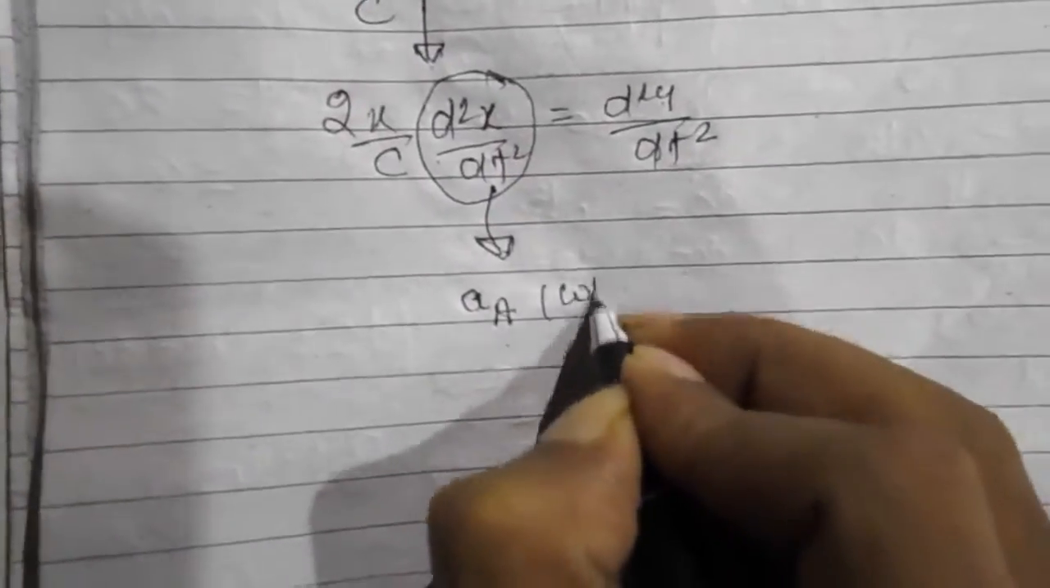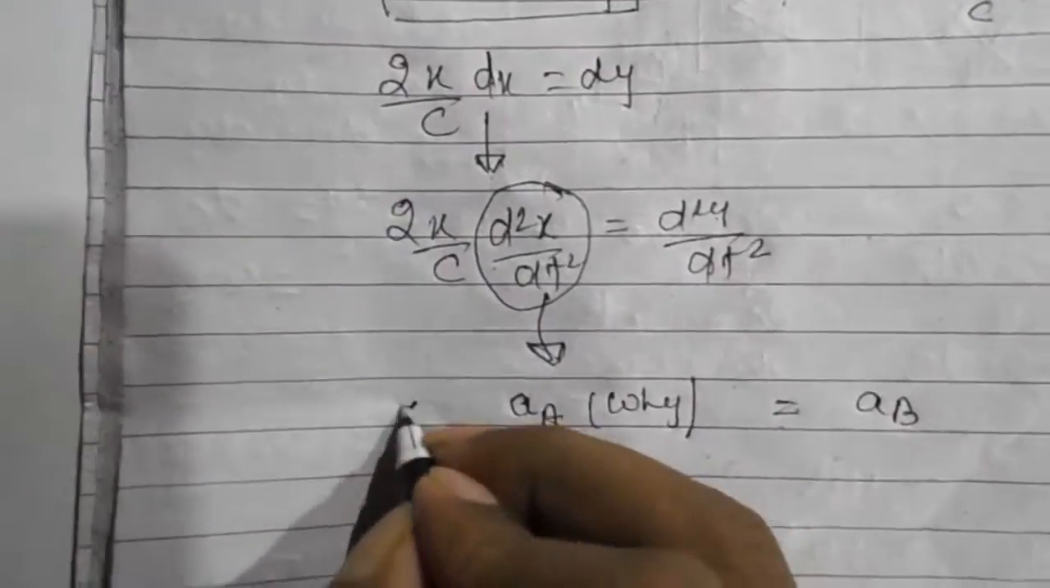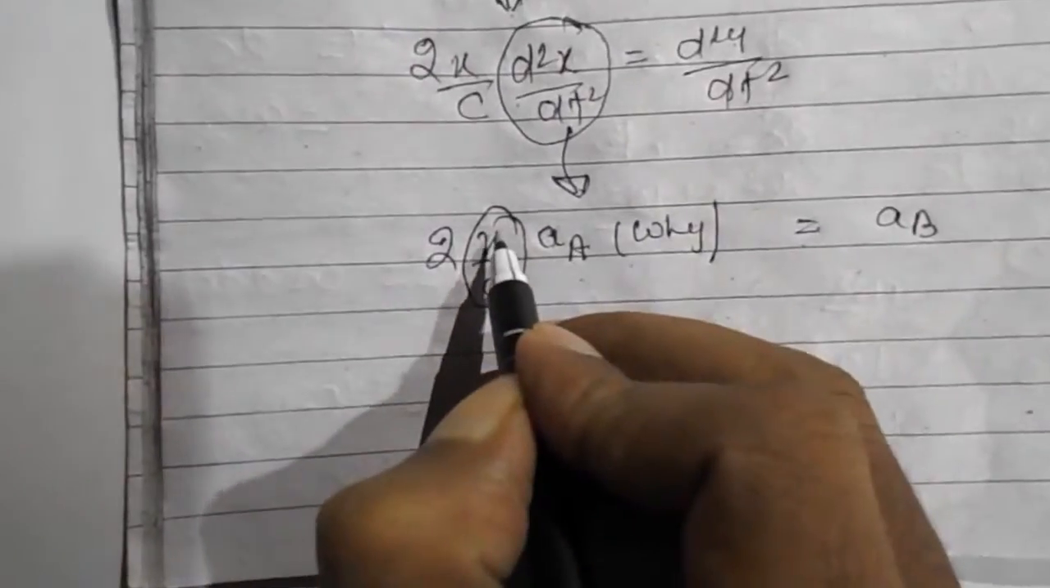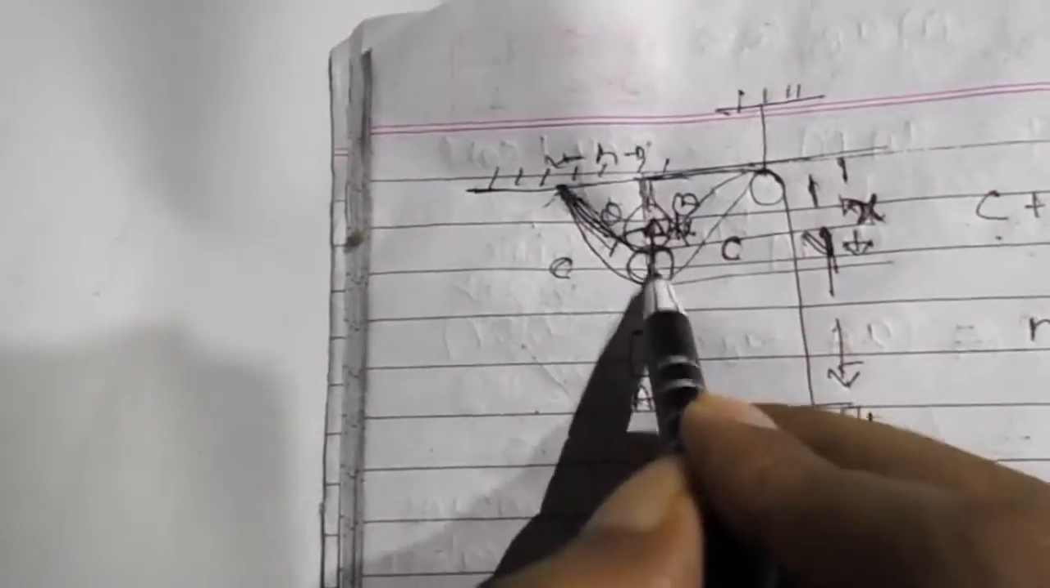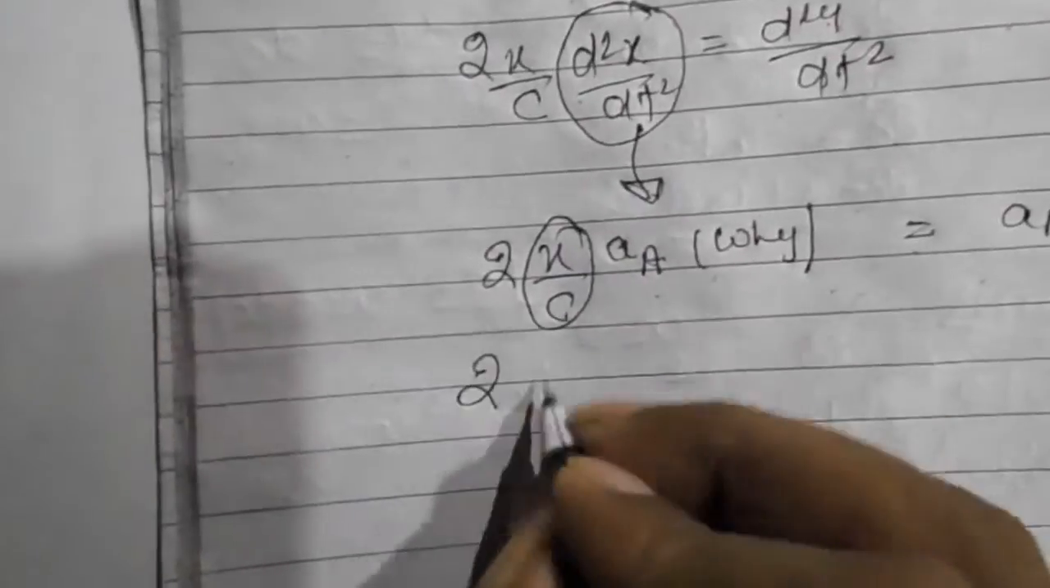Okay, can you tell me why? Acceleration of A, this is acceleration of A. Why? And it is equal to acceleration of B. Okay, and this is 2x by c. If you see carefully, what is 2x by c? See here, x by c. What is this? This is cos theta. So 2 cos theta, acceleration of A is equal to acceleration of B.